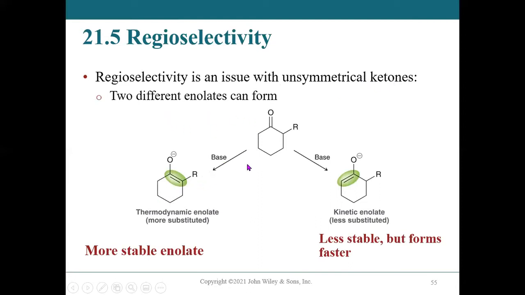And here is one example. We have this cyclic ketone, use base to produce the enolate, and the double bond can be either on the right or on the left of the carbonyl. The one that is more substituted is more stable. The less substituted is less stable, but forms faster. So therefore, we have the so-called thermodynamic enolate, more substituted, and kinetic enolate, less substituted.